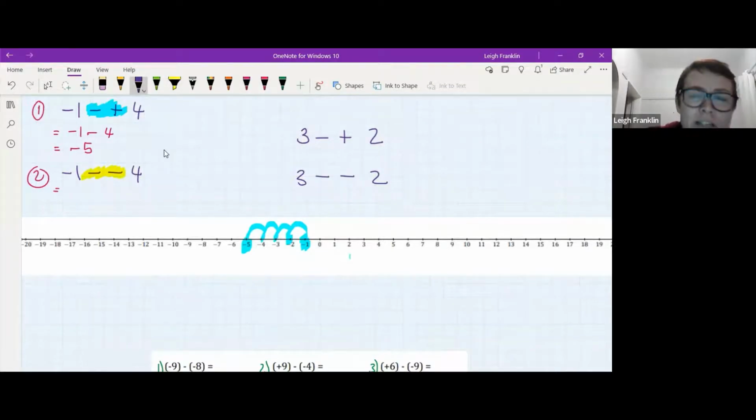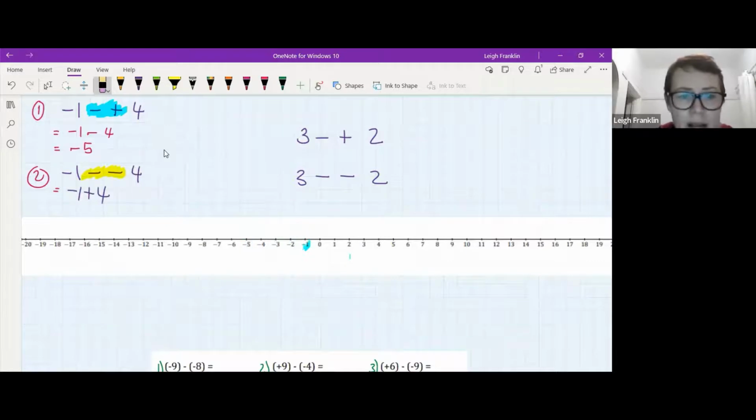Oh, Bonolo, that's lovely. Well done. So what should I write here? Ma'am, so 2 negatives, -1 plus 4. Beautiful. All right. And now we're going to go to the number line. Where must I start at? -1. Fantastic. And I'm moving to the left or to the right?